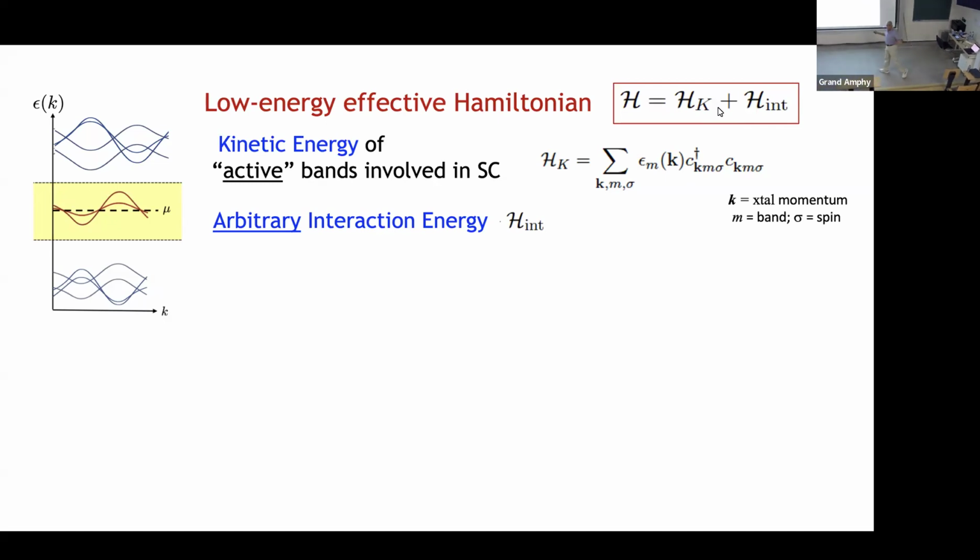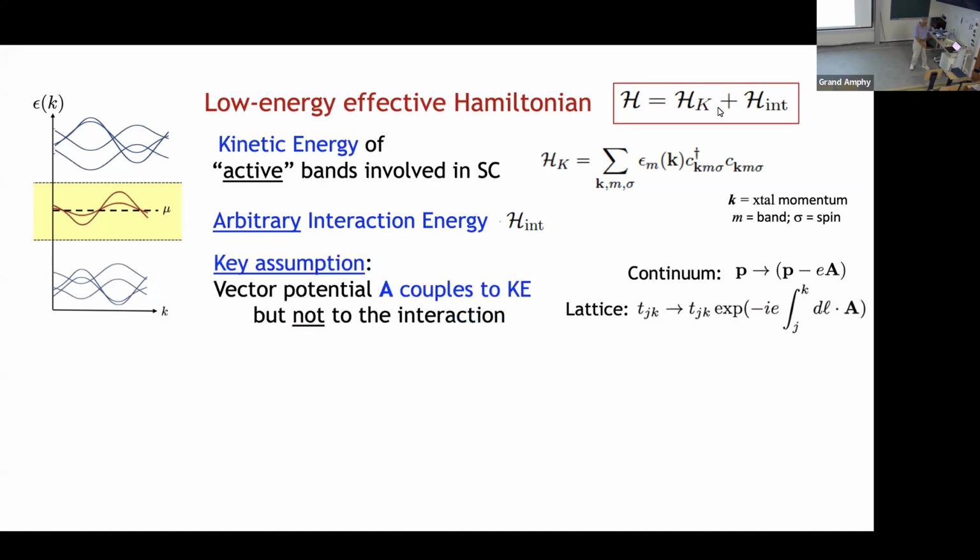Okay, and I don't want to commit to any interactions. So let's have an arbitrary interaction. It seems like, what can you do with this Hamiltonian? All Hamiltonians more or less belong to this class. Okay, so I will make one assumption. If you want to prove a theorem, you have to state what your assumptions are. So this one assumption is a crucial assumption.